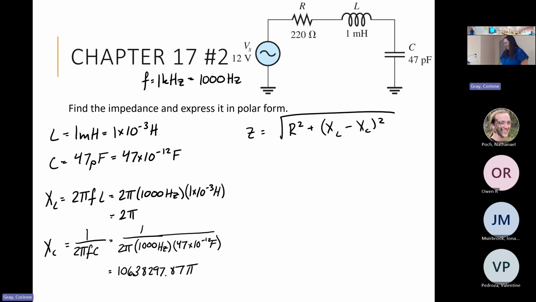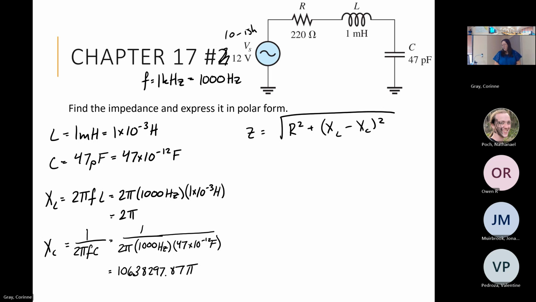So now that we have these numbers, we are ready to go through and solve. Also, in case you were curious, this was the circuit from number 10, but it's not. I think I might have typed that wrong. We're not quite doing 10. Well, 10-ish. The reason it's 10-ish is that if we're looking at 10, it says at the resonant frequency. We're not doing it at the resonant frequency.